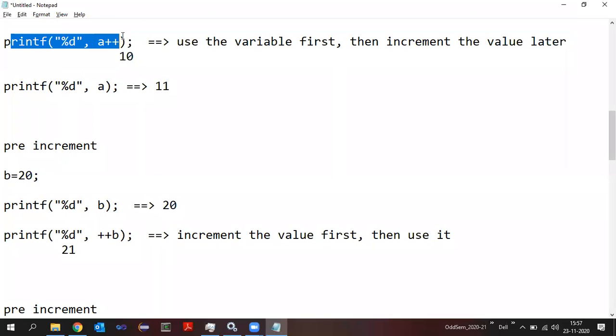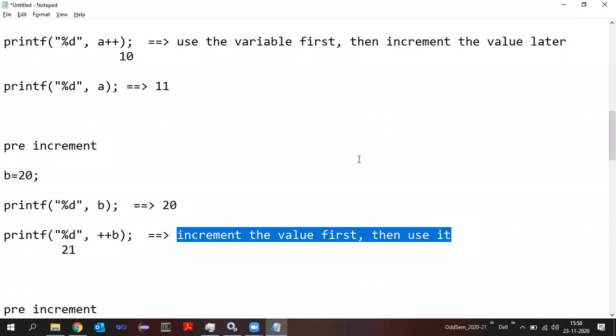In the post-increment, whenever you write a plus plus, it was retained as 10 itself at that moment, but it will be incremented next time whenever this a was used. But whereas in the pre-incrementation, what has happened? The value was incremented first and then was used. Just remember these two sentences here.